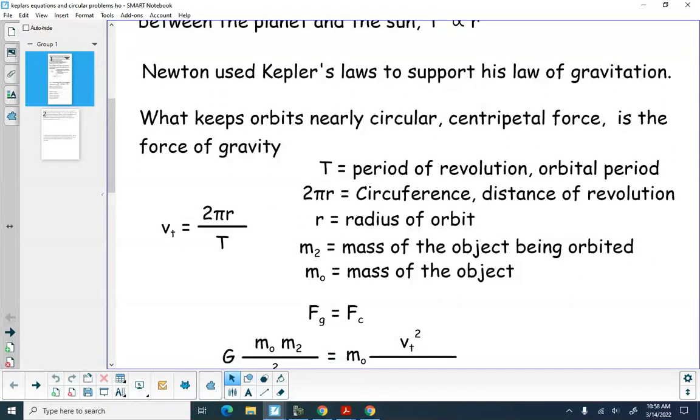Okay, T is the period of revolution, the orbital period. 2 pi r is your circumference, your distance of revolution. And once again, we are not perfectly circular, but we are close, so we could use an average of the radius going around the sun. r is the radius of the orbit. M2 is the mass of the object being orbited.